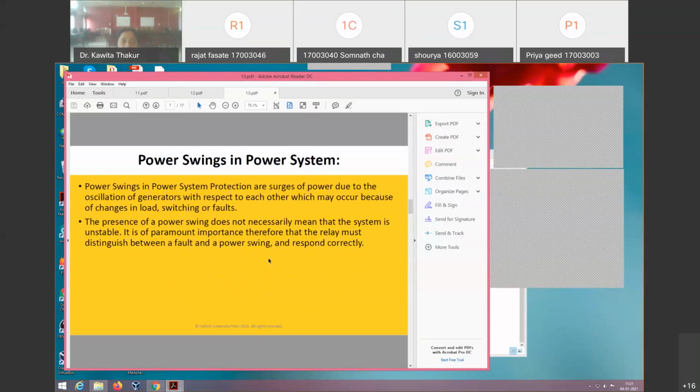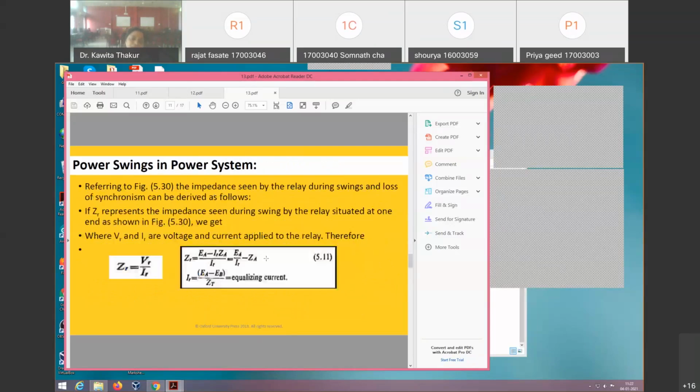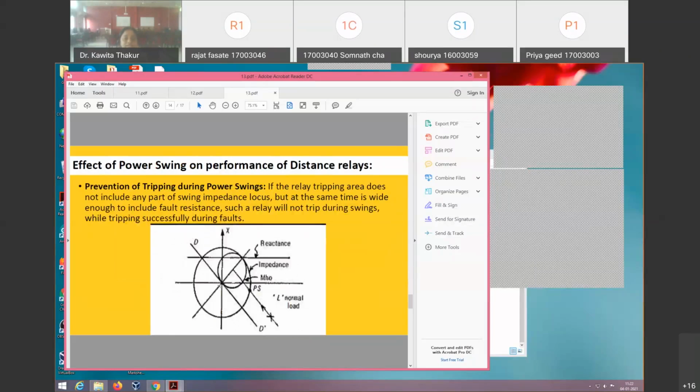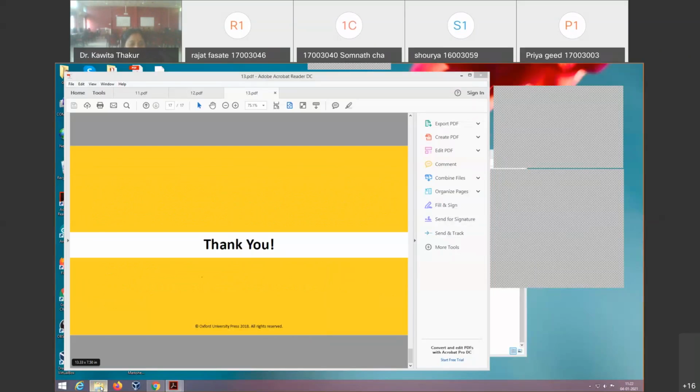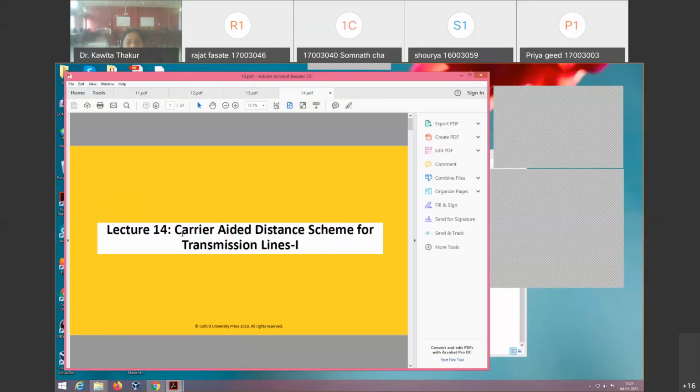For power swings means what? The two generators are swinging with each other, that causes a high transient current, that causes transient from one generator to other generator, so that surges may maloperate the relay. So for this the Moore relay is more suitable for transients, for the transient or for power swings, because the characteristics is like this, while Moore relay covers less portion of the RX diagram, so it is more suitable. This we have seen in our, I think, 13th lecture. Now in 14th lecture we have seen carrier aided distance protection.